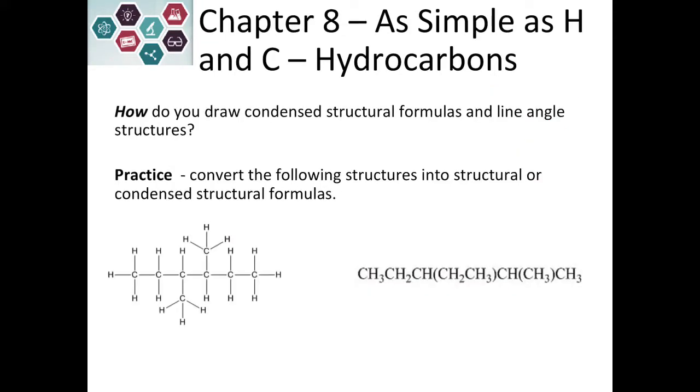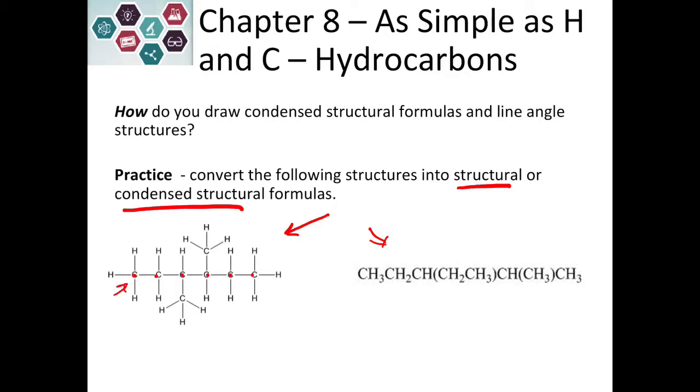Next sets of problems, we're dealing with drawing structures. So we've got several different ways. We've got structural formulas where everything is drawn out, and we have condensed structural formulas where we do not show the carbon-hydrogen bonds. So to go from your full structural formula to condensed, work your way down the main backbone, carbon to carbon, and then write how many hydrogens are on that carbon.